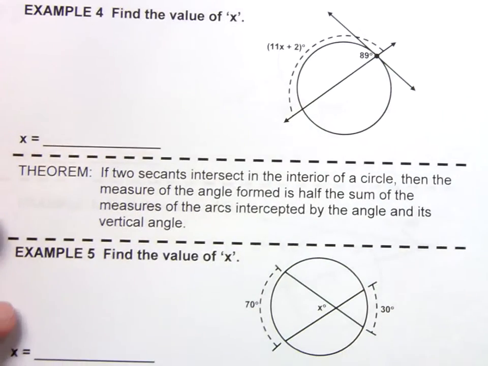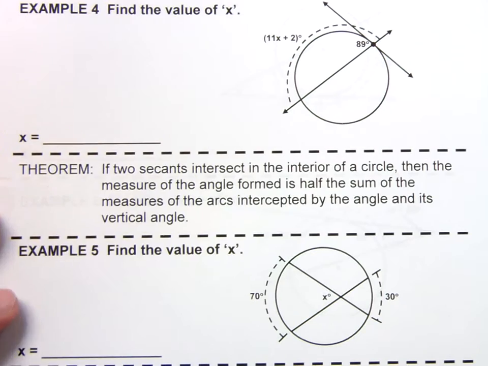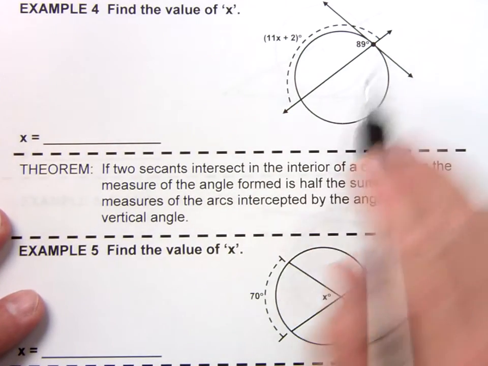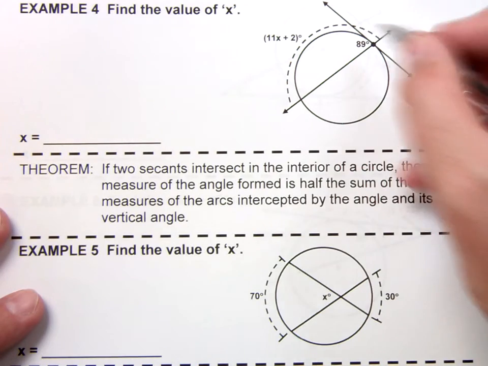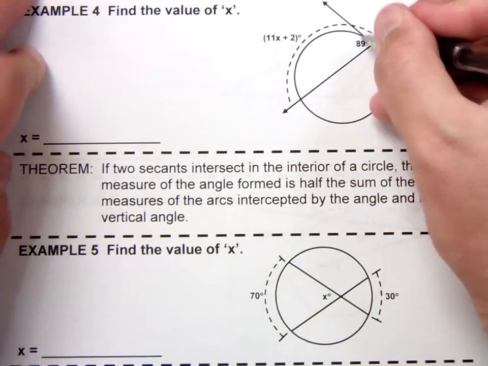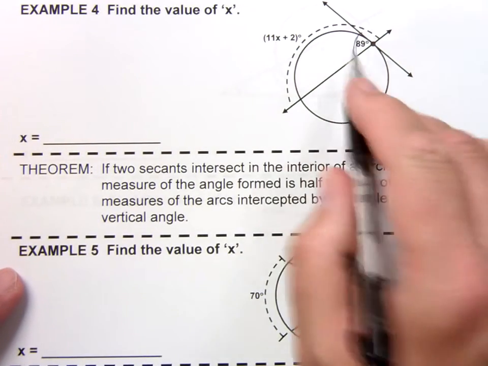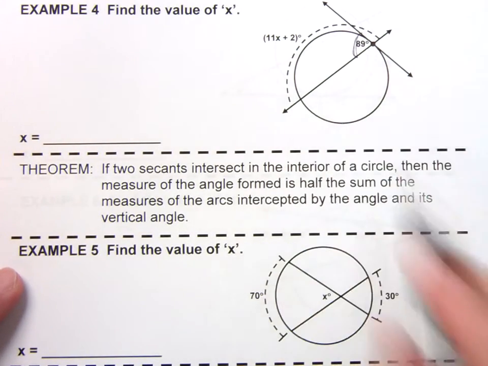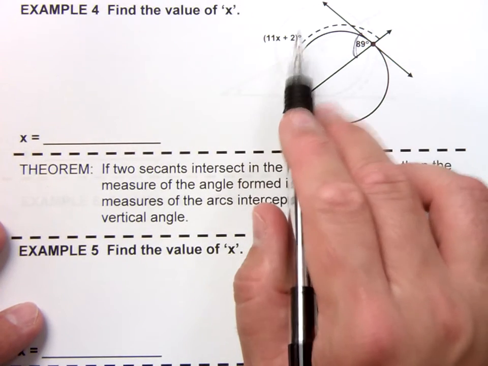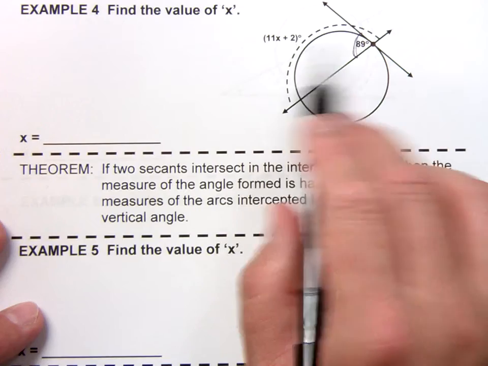Alright, let's see if we can do that again. Again, when we're trying to find the value of x here, you should notice we have a tangent and we have a secant. And they are intersecting at the point of tangency. So that theorem we just learned applies. That angle created should be half of the intercepted arc.